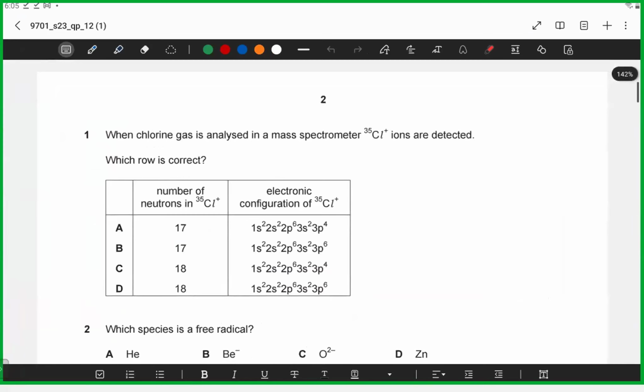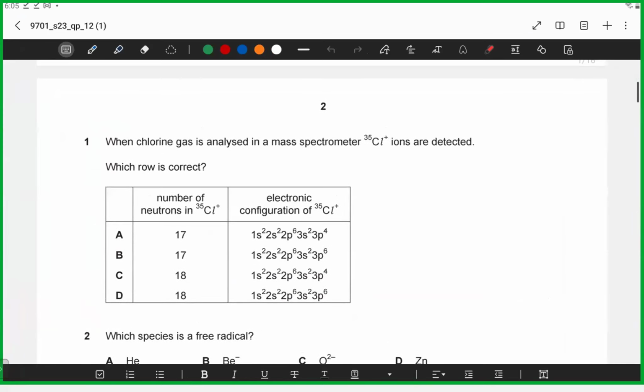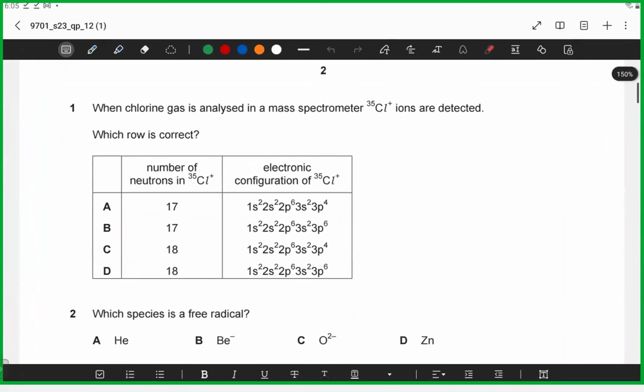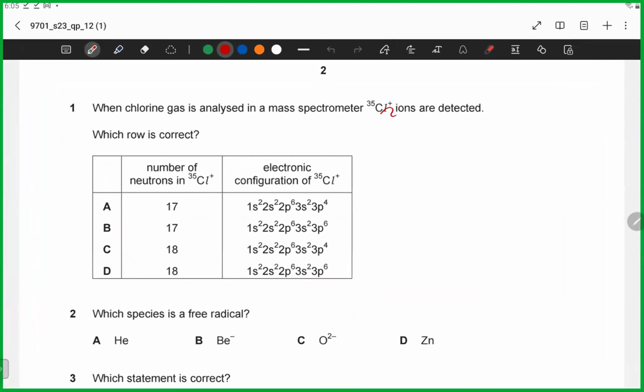Starting with the first question, when chlorine gas is analyzed in a mass spectrometer, the ions are detected. Which row is correct? So the number of neutrons in Cl, that's easy. Number of neutrons kya honge? I think the proton number of Cl is 17, so the number of neutrons in this case is 18, right? And the electronic configuration, it's supposed to have 17 electrons, plus 1 means that it's got 16 electrons.